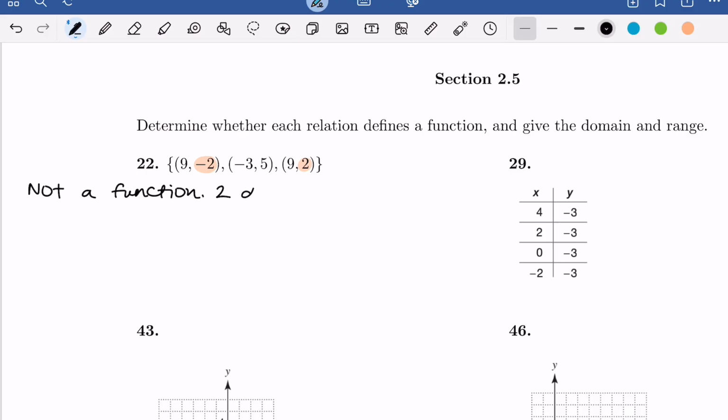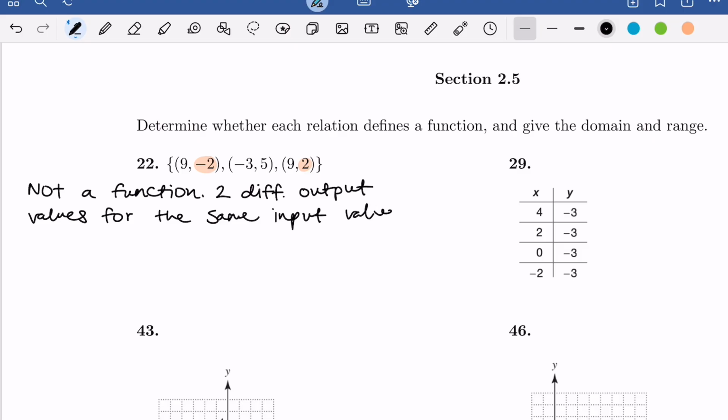We have two different output values or y values for the same input value or x value. So each x value can only correspond to one y. And in this case, we have two different outputs. So this would not be a function, but we can still identify its domain and range.